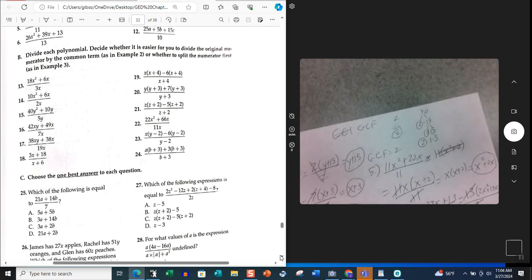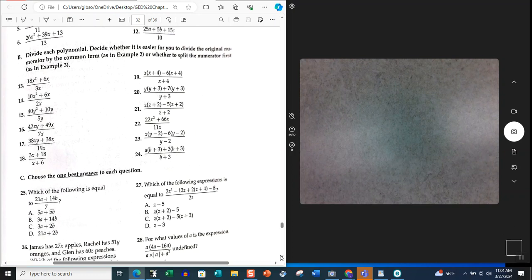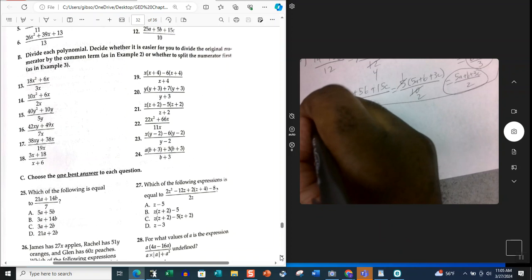All right, so now we go here to B. It says divide each polynomial. Decide whether it's easier for you to divide the original numerator by the common term, as in example 2, or whether to split the numerator first, as in example 3. So we have some choices here. And what I'm going to do, what I think is the easiest way of doing this, since they gave us a choice. So let's look at 13.